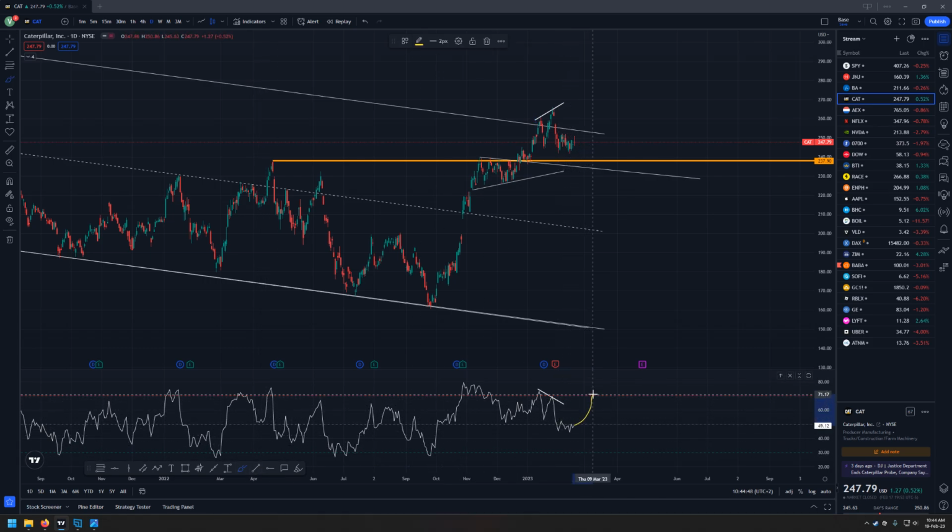So you could do something like this. And as you can see, the move up was a lot stronger than the move down was. So this is bullish, like I said, with the target for this move being 280-ish.